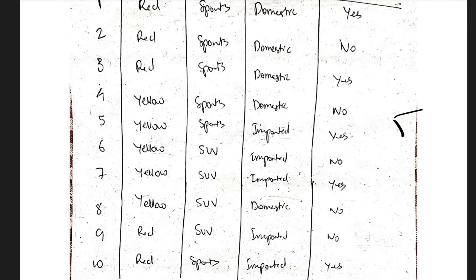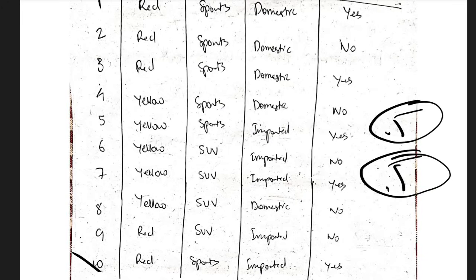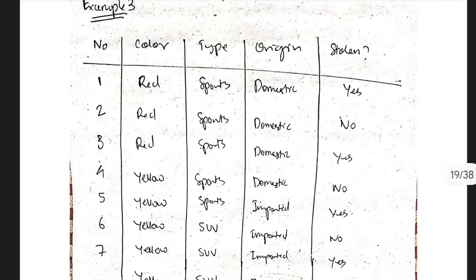5 yeses are there, total 10 are there, obviously 5 no will be there. So probabilities will be 0.5, 0.5. Probability of yes is 0.5, probability of no is 0.5. Next, tell me how many attributes are there. Color, type and origin.